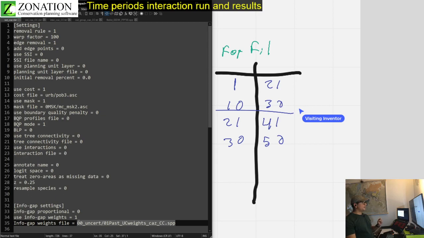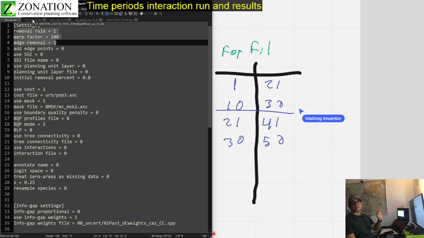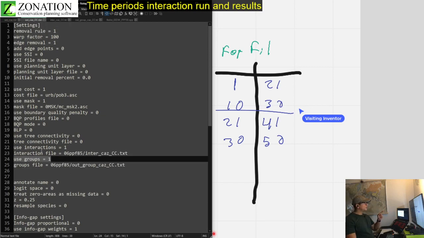Yeah, we have the uncertainties, we have the masking, we have the rule of removal, and the mount. So what's the difference? Check this out. Boom. The difference happens here between lines 22 and 25, right? Because here's where we are going to be indicating.